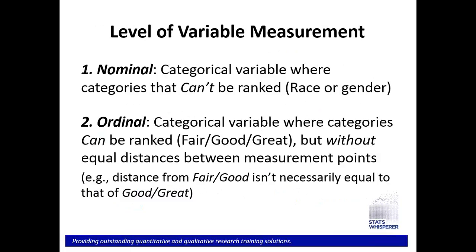One thing to keep in mind is there's not an equal distance in between measurement points. For example, there's no reason to believe that there's the same distance in rating between fair and good and great, right? So you might be pretty fast to distinguish between a restaurant being fair and good. However, it might have to be much, much better to go from good to great, right? So there's not equal distances between measurement points.